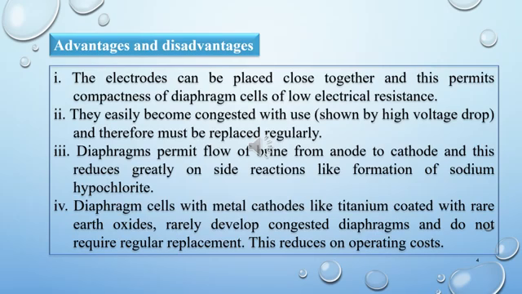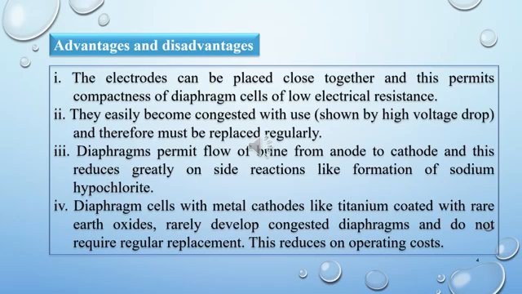Dear students, in the previous lecture, we were discussing the diaphragm cell and its working, where we have discussed that the diaphragm cell consists of two electrodes, anode and cathode. Cathode is formed of cast iron and anode is formed of graphite, and these two electrodes are separated through an asbestos diaphragm. The purpose of that asbestos diaphragm is that it will permit the ions to pass through it, but it will not permit the products to pass through it.